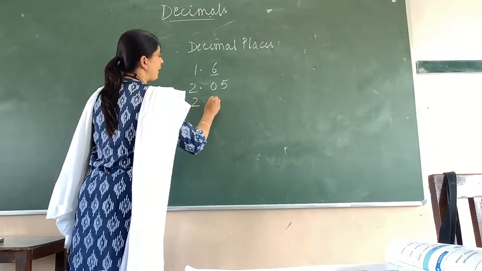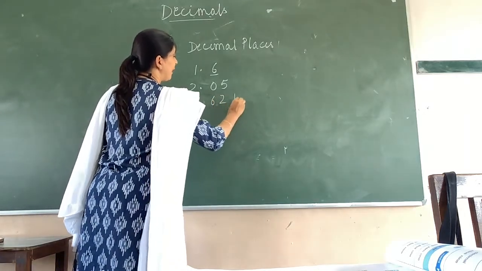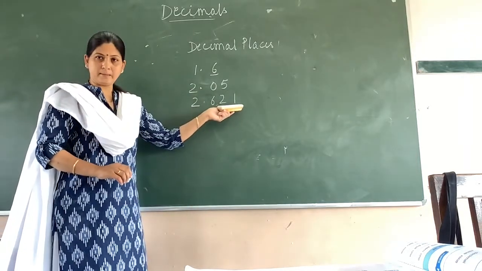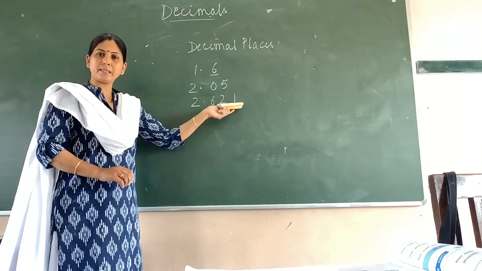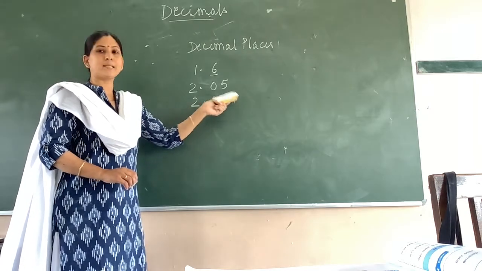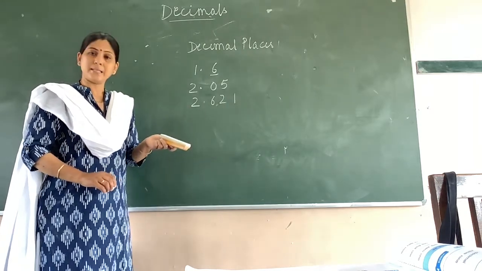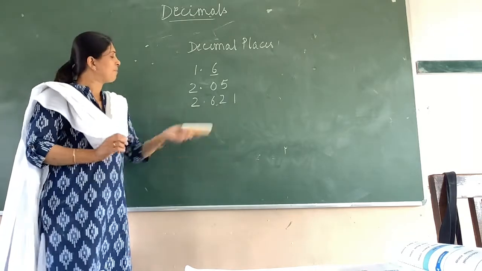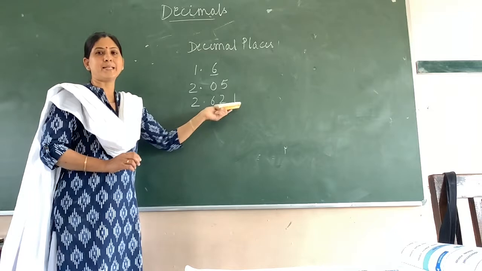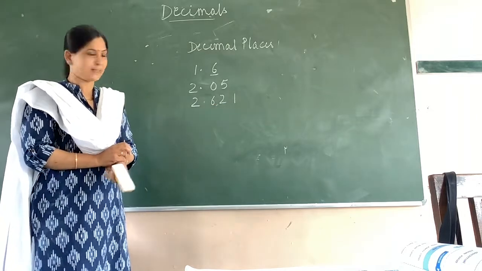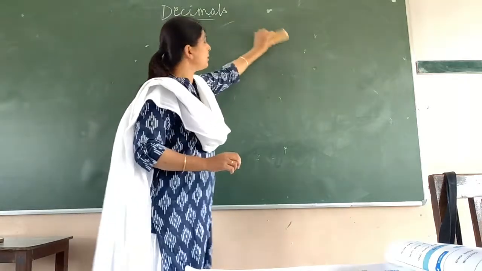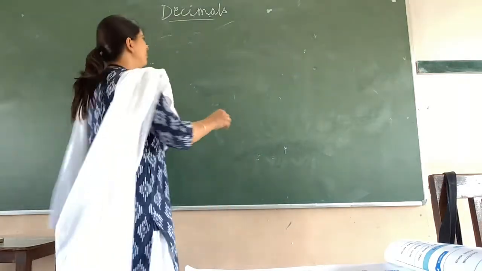Now, if I say 2.621. How many digits are after decimal? There are 3 digits after decimal point. So how many decimal places does it have? It has 3 decimal places.